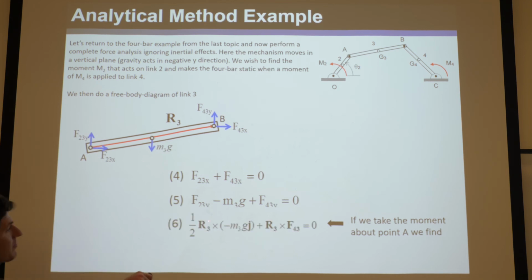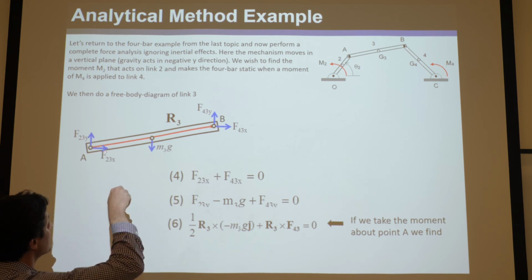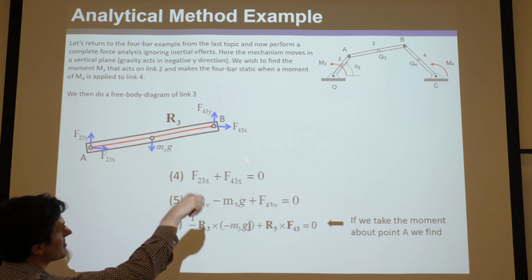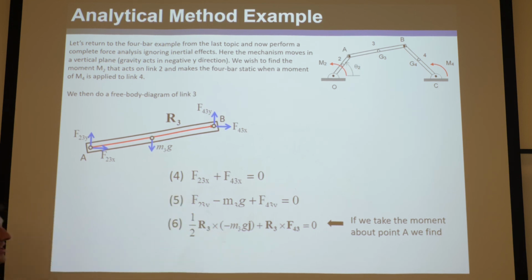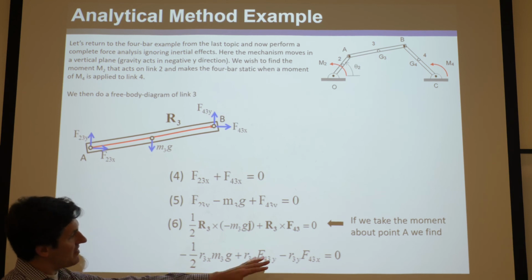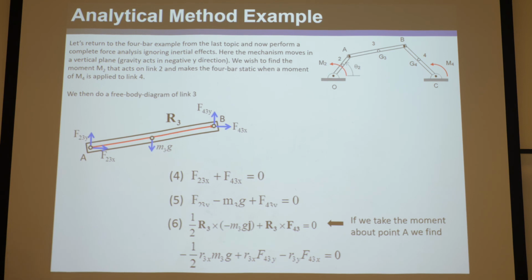You can see 1/2 R3 cross the gravity. That's the moment from this one. These ones have 0 moment because we're doing about A. And then we're going to do R3 cross this force, and that equals 0, because you set them all equal to 0 because it's static equilibrium. Okay? And then you can simplify this into this. And I'll have you look at that at home, make sure the signs are right, and everything is good. Okay?